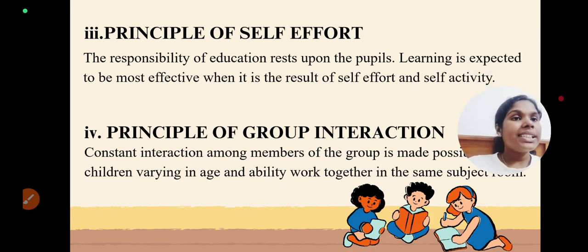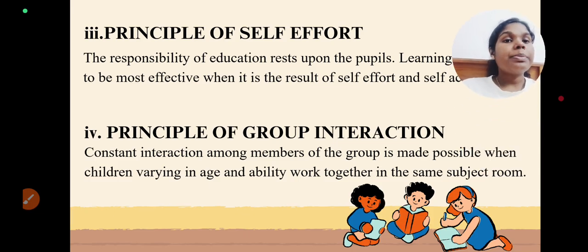So here learning is expected to be most effective when it is a result of self effort and self activity. So the students are allowed to study on their own. And the next one is the principle of group interaction. So a constant interaction between the members of the group is made possible through the group activities. Children varying in age and ability working together in the subject room is also made possible through this group interaction.